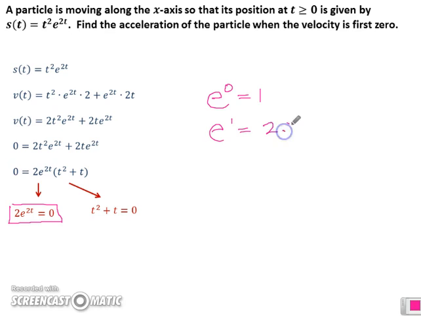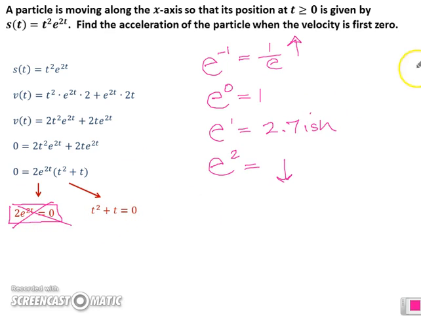This is like 2.7-ish. So then e squared is like 7 something. It just keeps getting bigger and bigger. If you go backwards with negatives, it just puts it in the denominator, so this actually gets smaller going this way. But again, it'll never, ever equal 0. So this has no solution.